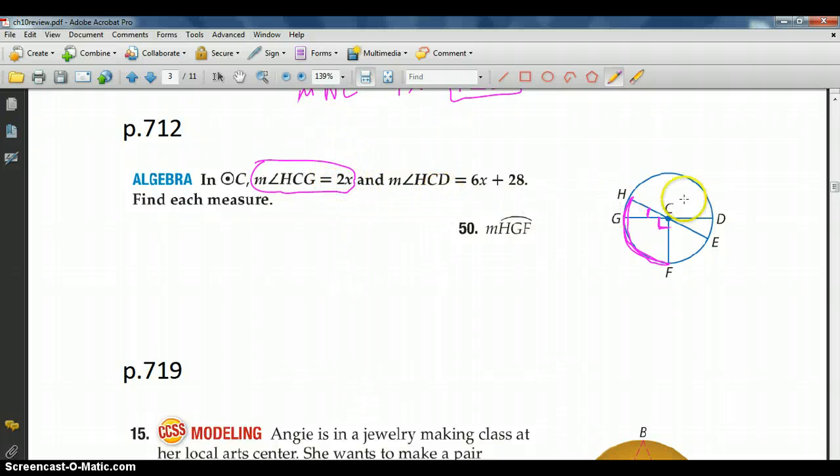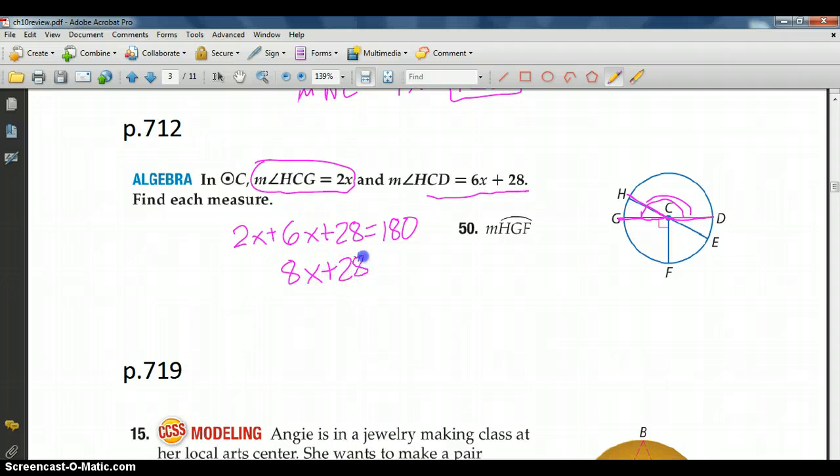How are we going to do this? Well, we know that HCD, we have another expression, is 6x plus 28. So we basically have this angle and this angle. Now what's special about those two angles is that they have to add up to 180. So we have 2x plus 6x plus 28 equals 180. 8x plus 28, combine like terms.